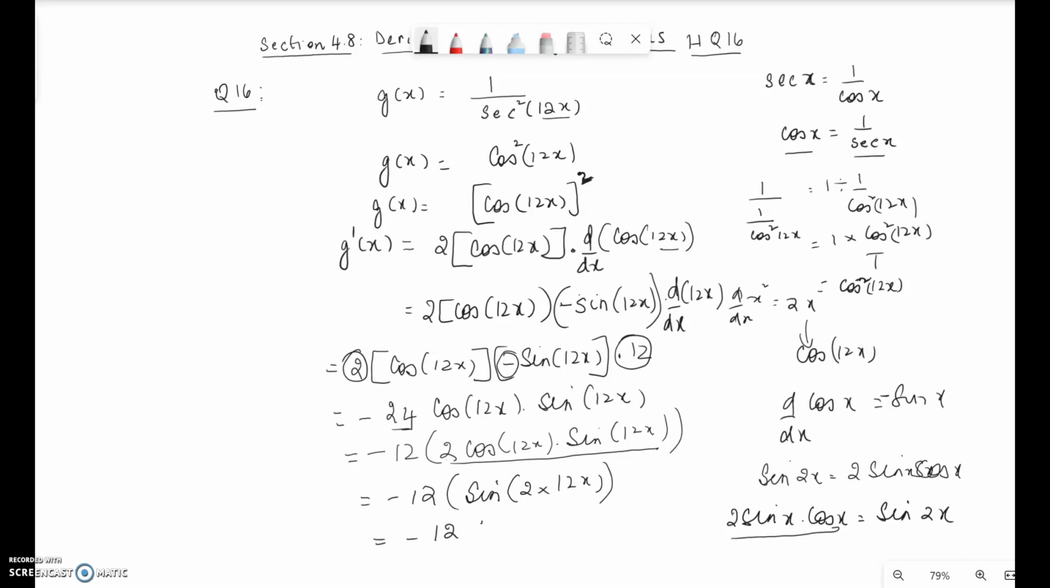So it's negative 12 sine 24x. So stopping here is fine, but you can go further and simplify it to negative 12 sine 24x.